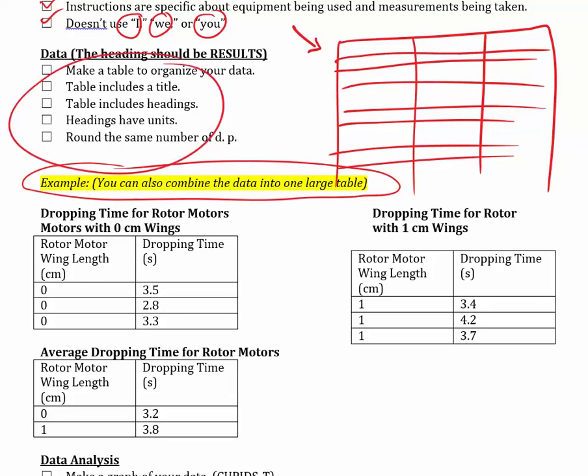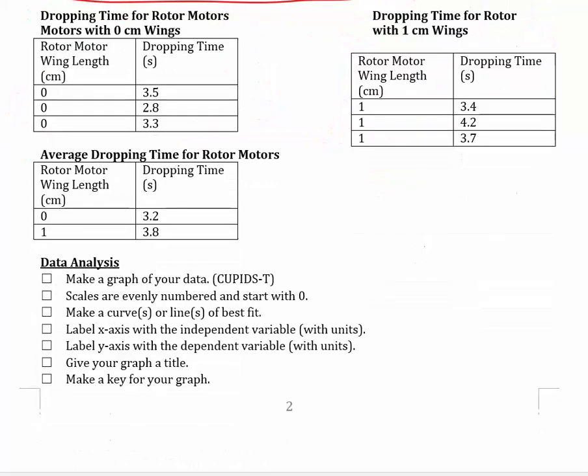For the title, you can be detailed. You can say, table showing how dropping times change as we change the length of the wings. So again, you could have your independent variable and dependent variable in your table title.